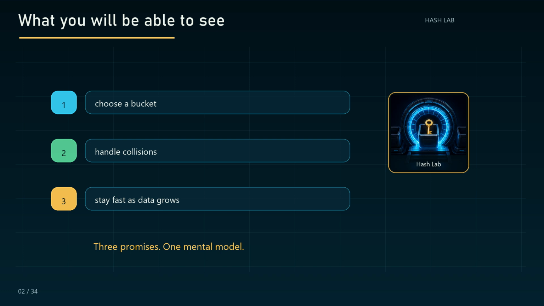First, how hashing chooses a bucket. Second, why collisions happen. Third, how tables stay fast. Everything else is there to support those 3 ideas.